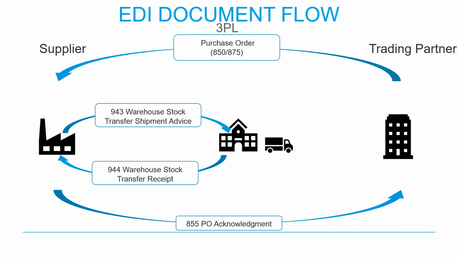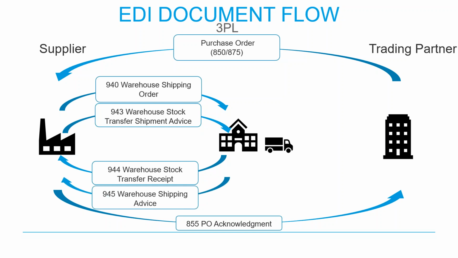Once the stock is in its place, the supplier will send a 940 warehouse shipping order, similar to a PO, to instruct the warehouse to ship the items to the trading partner. And in response, the warehouse sends the 945 shipping advice to the supplier, letting them know that the items have shipped.